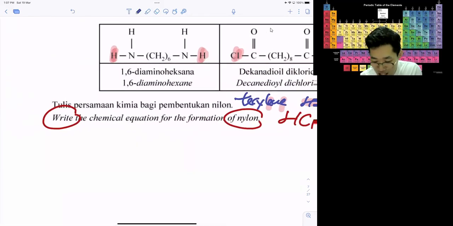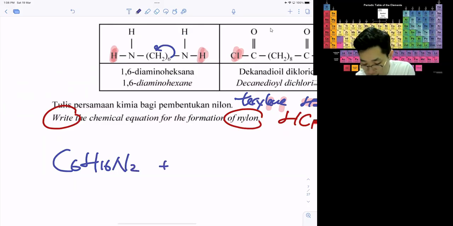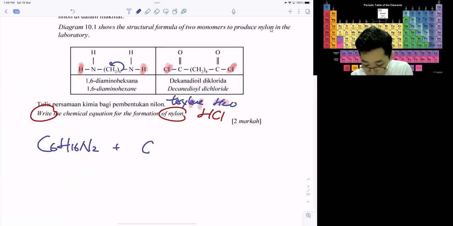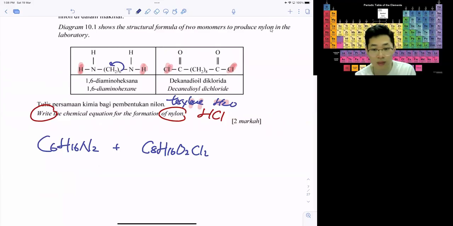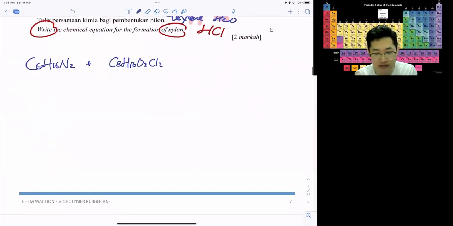Wait, before that, calculate everything and write it like a normal molecular formula. C6, multiply it in, H12 plus 4, so H16. 6 times 2 is 12, 12 plus 4 is 16. N2. Just like that. Plus the other side: C8, H16, O2, Cl2. And then don't forget, I give you one example.